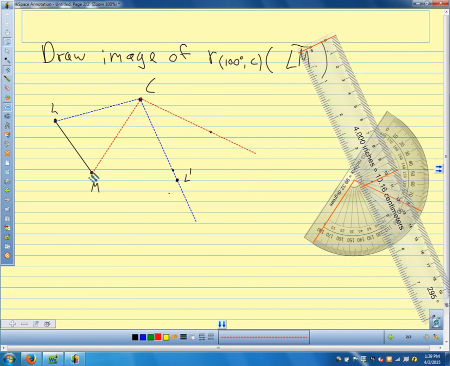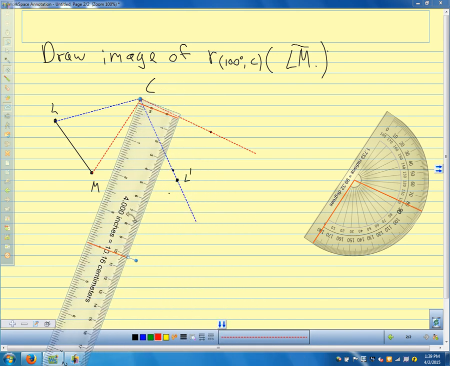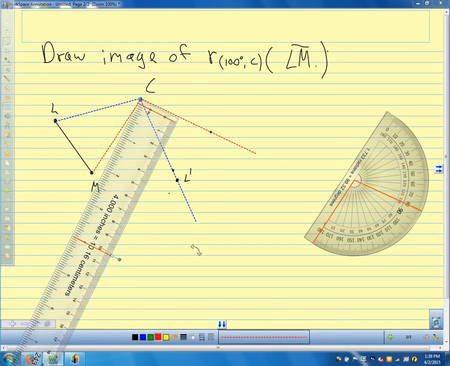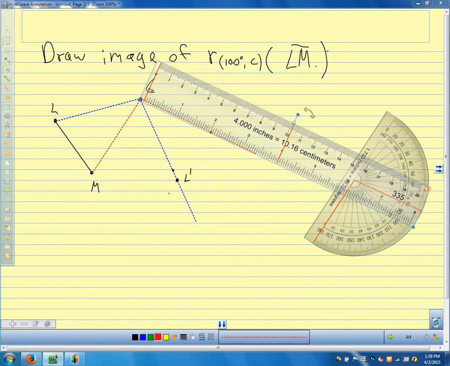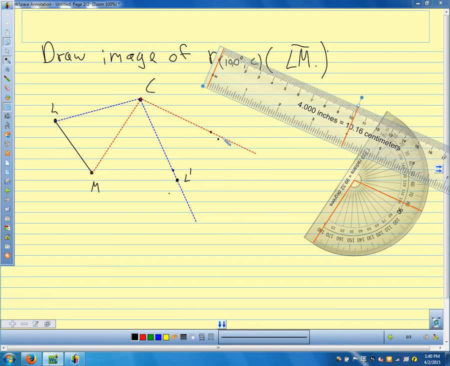And I have to make sure that M prime is the same distance from C. So I'll use my ruler to measure. And it looks like it's about 2¼ inches also. So I'll rotate around. Draw my new point here. So there's M prime.